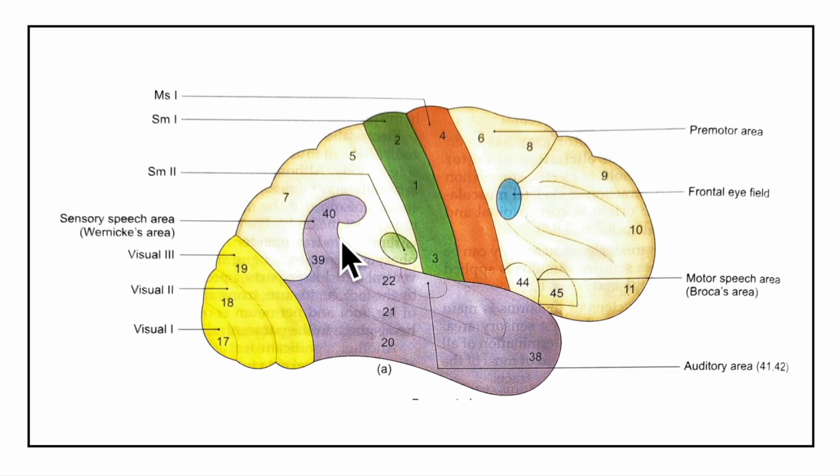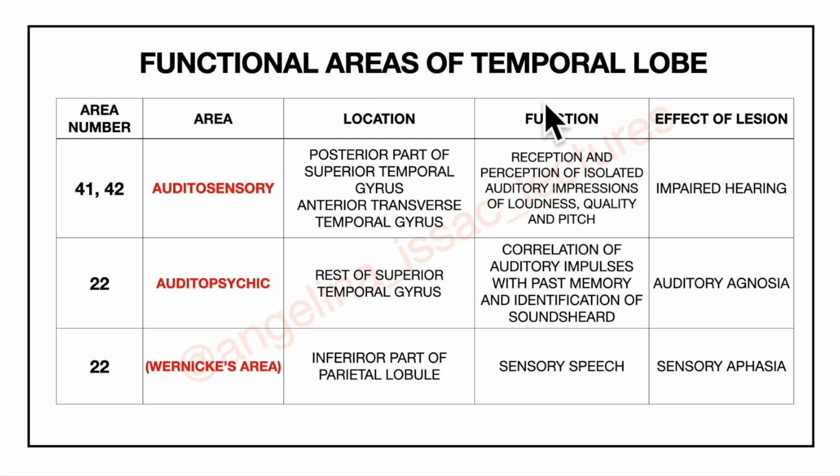Now we have an important area which is called the sensory speech area or the Wernicke area, which is also known as the sensory language area. It is located in the inferior part of the parietal lobule and it corresponds to area number 22. Now what is its function? It involves language comprehension, that is the understanding of a particular language, its use, and lesions to this Wernicke area may cause Wernicke aphasia.